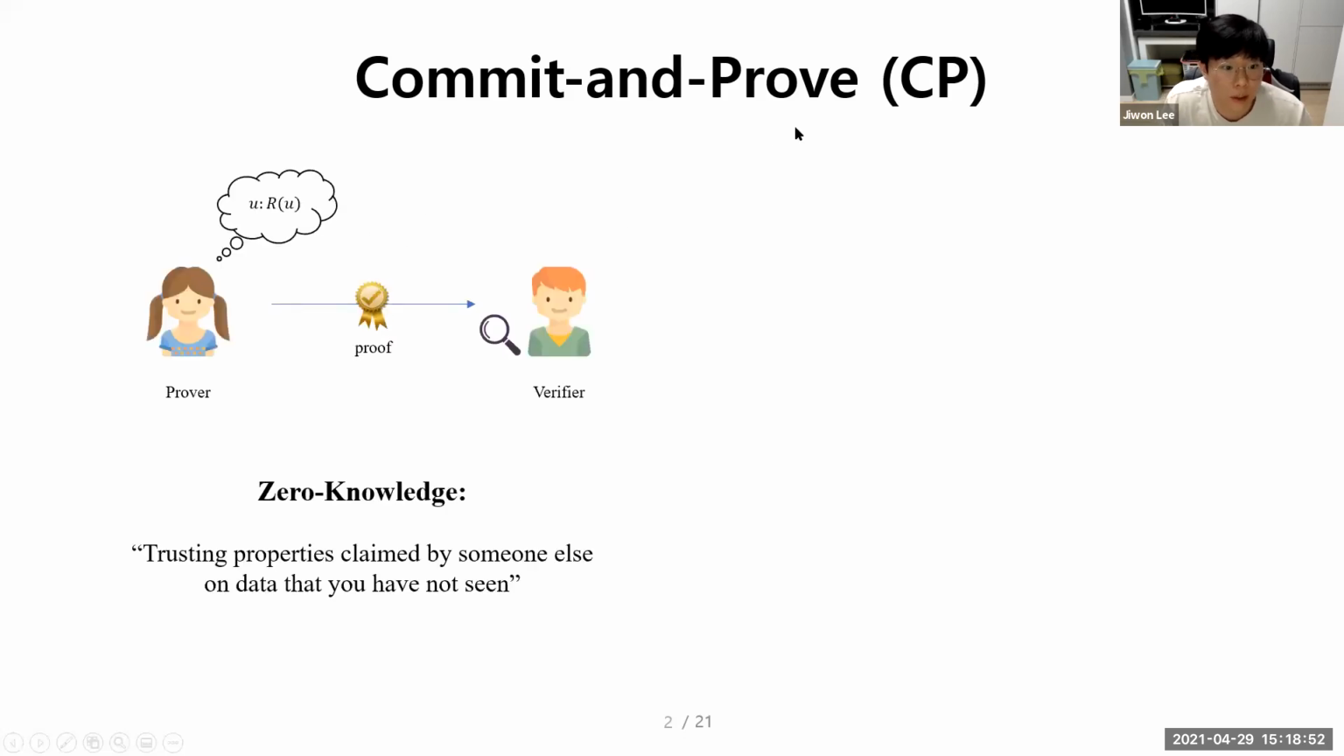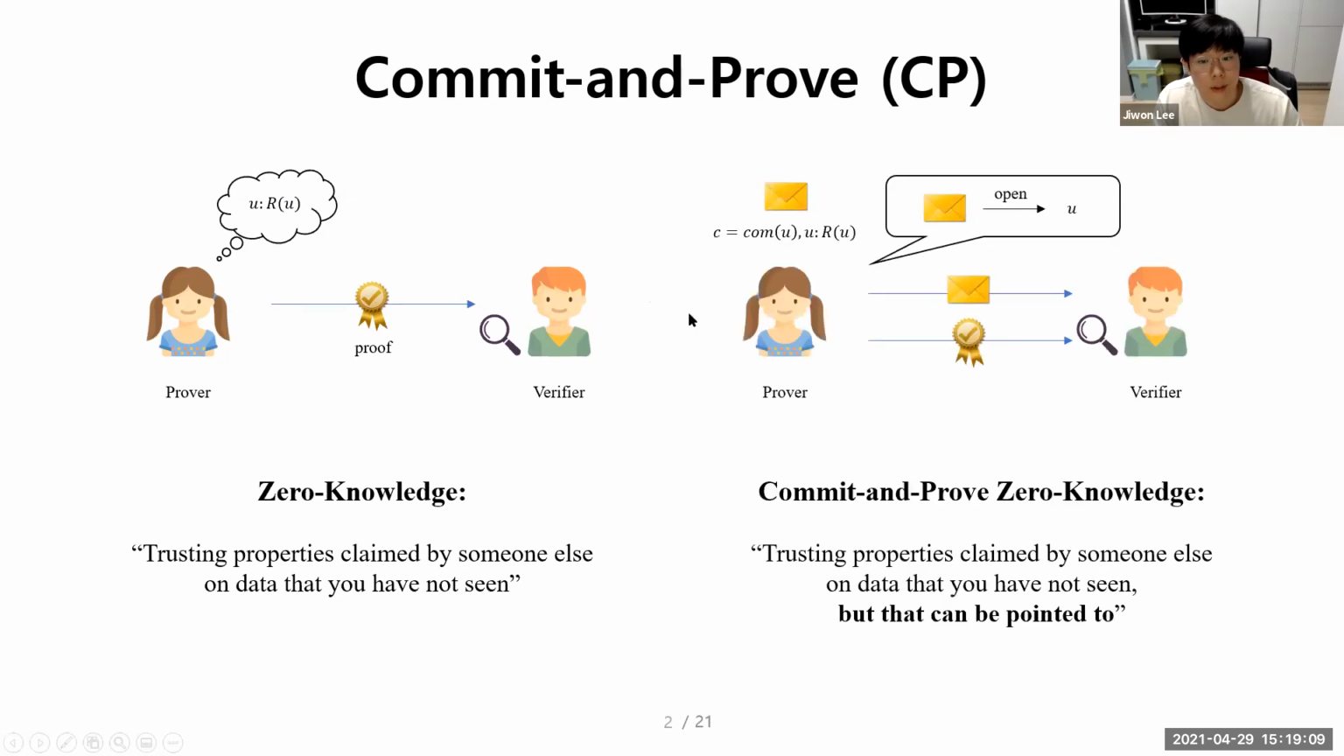I assume everybody knows what zero knowledge is. It's about trusting properties claimed by someone else on data that you have not seen. So the verifier is convinced that the data U holds for some certain relation R, without looking at the actual data U. CommitImprove zero knowledge means almost the same thing, but with one more thing: the data can be pointed to by some reference, which is a commitment. This commitment is going to be open to the original data U.